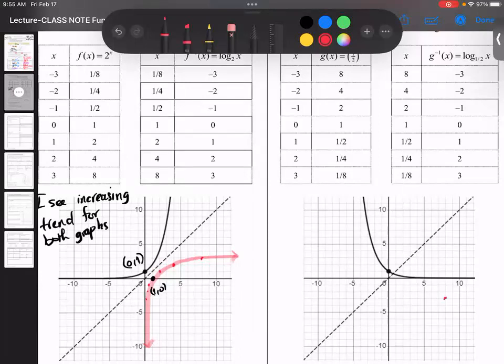X is 4, y is -2. X is 2, y is -1. X is 1, y is 0. Then use black.